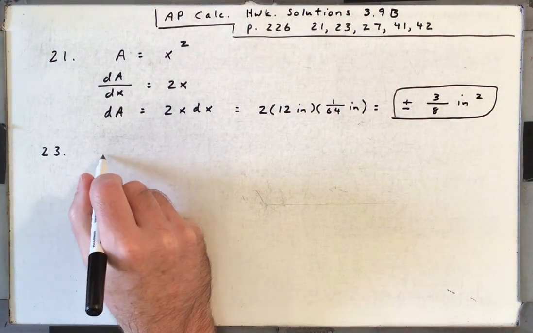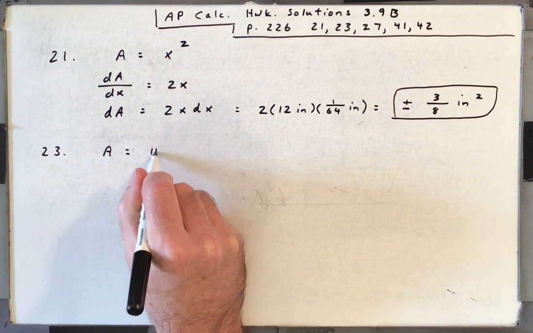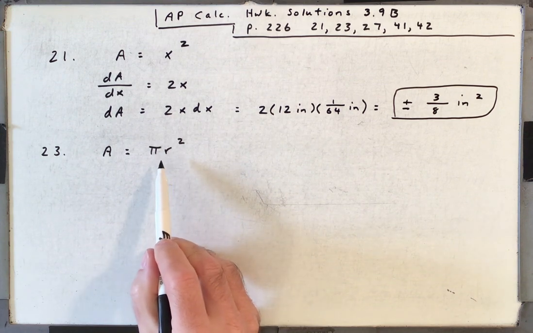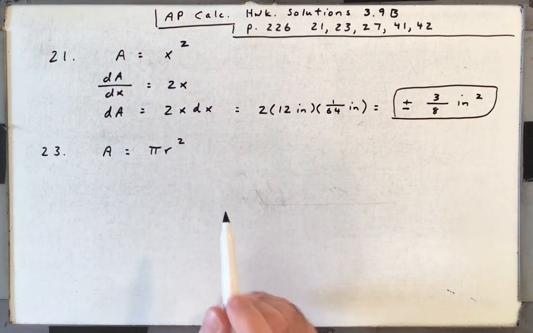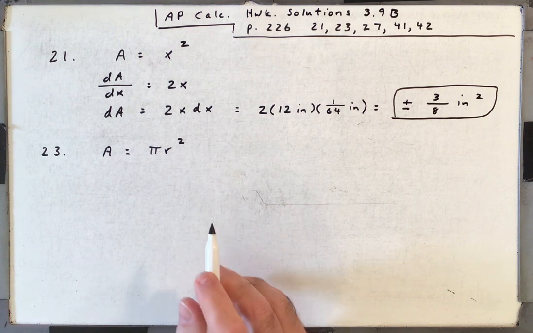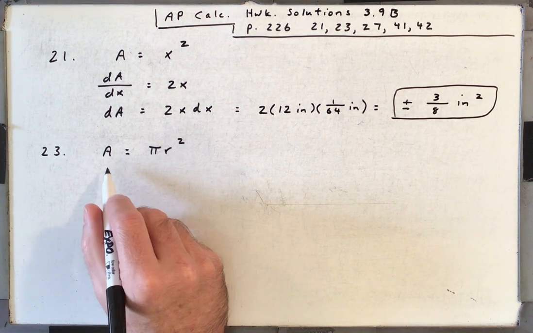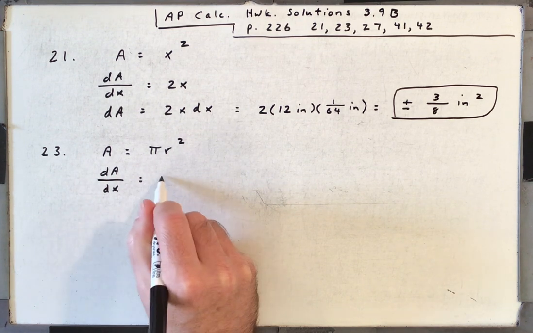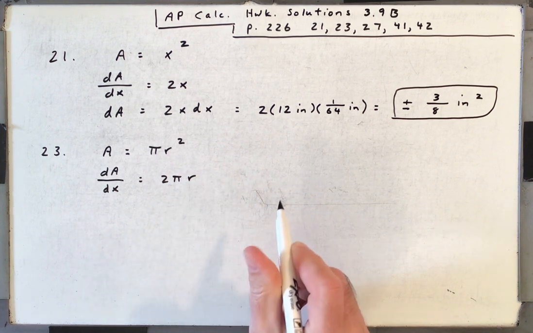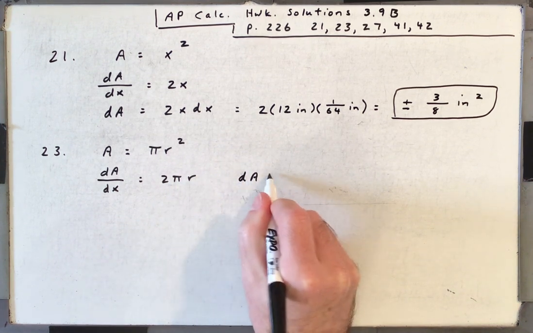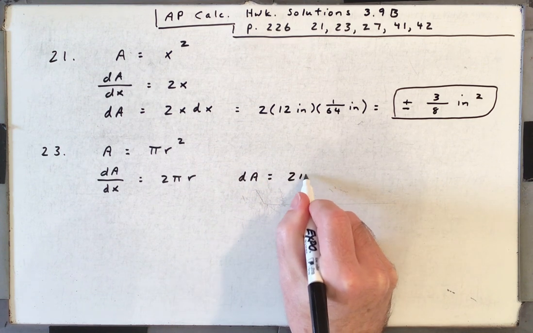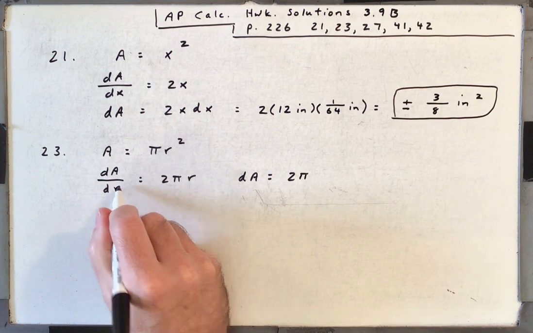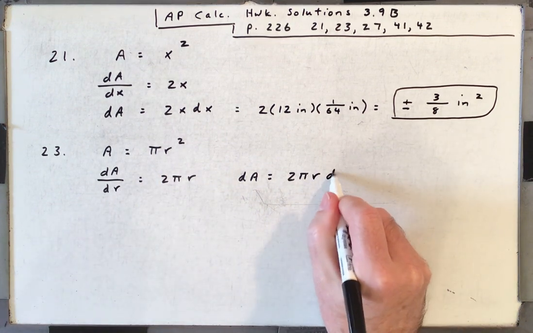All right, so our equation would be area is equal to pi r squared. I would expect you to know the area of a circle on the test and the area of a square on the test. So our derivative, dA/dr, would be 2 pi r. So dA is equal to 2 pi r dr.